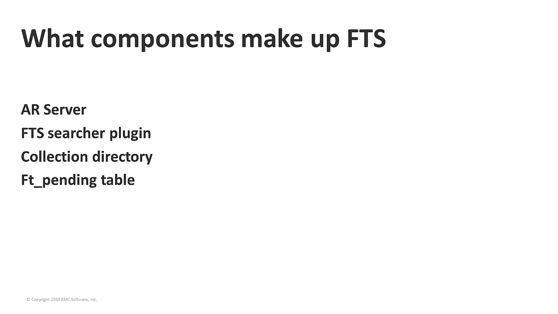The next component is the FTS Searcher plugin. It serves servers that are not indexers but still need access to the collection directory, and that access is provided by the plugin. The collection directory is a set of FTS index files contained in its own set of directories, and it's a flat file database of indexes. Events such as create, update, and delete within the AR system or server group are queued via the FT pending table in the database. The FTS server spawns a set of indexer threads, taking items from this queue to add, delete, or update the data within its index file accordingly.